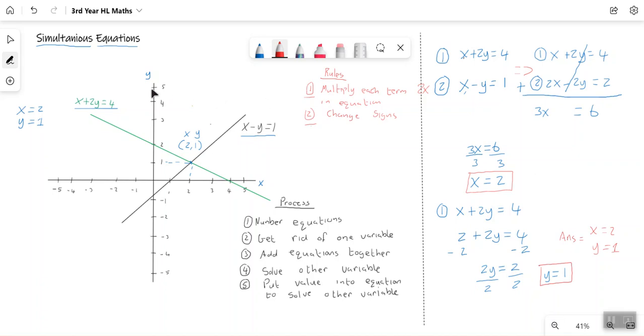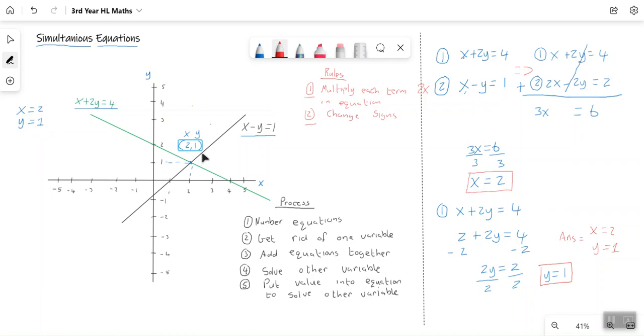So one way we could do it is we could take the two equations and plot them on a graph. Okay, so they're two linear equations and we plot them on a graph, and then the point where they intersect, the x and the y value, that's the solution to it. So we can see that x is equal to 2 and y is equal to 1, and we can read that off a graph like so.